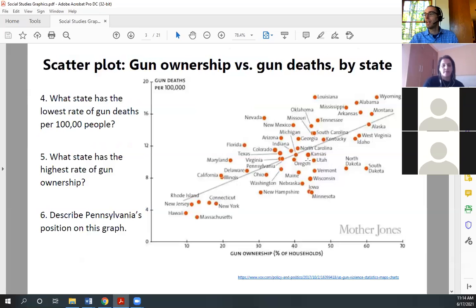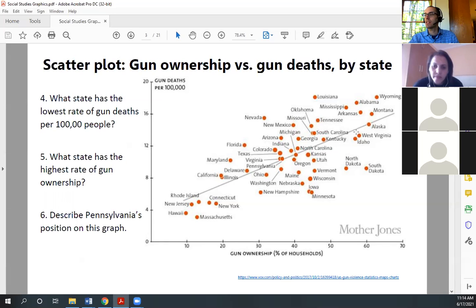Okay, so here's another type of graphic. I don't know if it's all that common on the GED test or the HiSET test, but it is an interesting one. You might see this sometimes, especially on the science test.